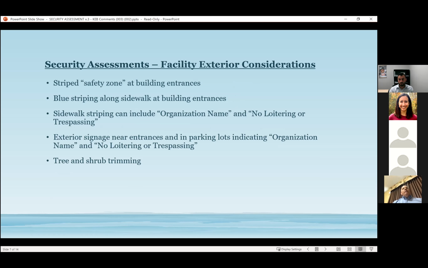On the exterior of the facilities, I would love to see striped safety zones with wording that it's a striped zone, and maybe it could be blue in color. I am a big fan of blue in color because it's not used for many other things. But putting this in front of the building entrance, that this is an organization name and there's no loitering or trespassing. That just puts everyone on notice as they walk into the organization that they're here to do what they need to do, and that's get the services that they're looking to get, and then the help they need.